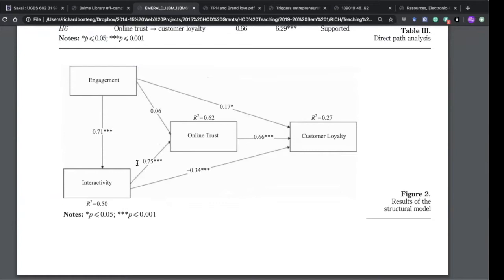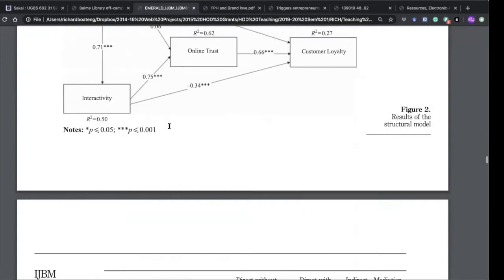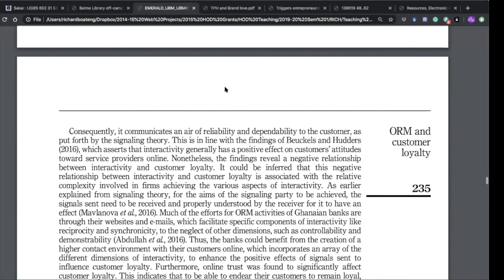Okay. And then it tells you about all the relationships. And now you can see that the path descriptions are also defined here. And the ones for the mediation are also discussed here. And the discussion goes on and concludes. Okay, so what I was just trying to show you is an example of somebody doing this work.